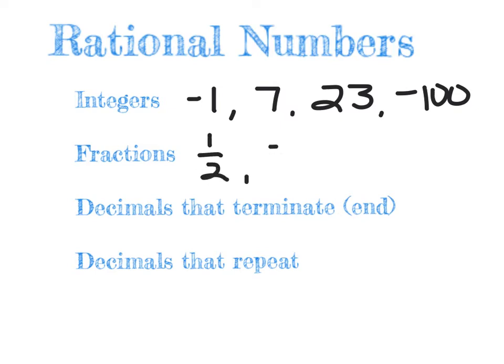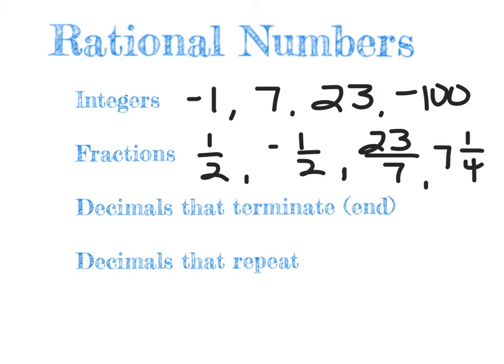1/2, -1/2. Improper fractions are part of that, 23/7, or even mixed numbers, 7 1/4. All those are included in rational numbers, anything that's a fraction. Also decimals that terminate, so decimals that end, 4 1/10, 3 2500ths, etc. I think you get the idea.